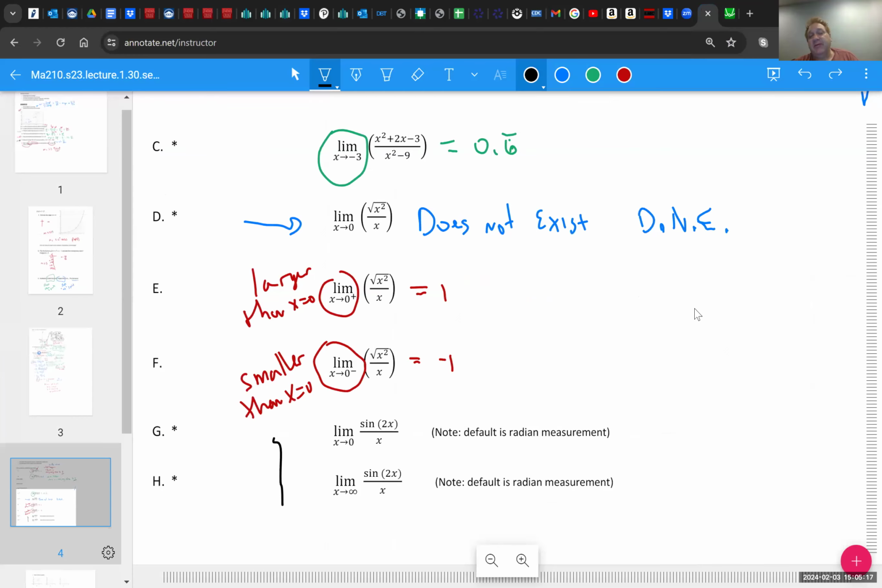Okay, so there are some examples of how to find limits, one-sided limits and two-sided limits, using tables and graphs.